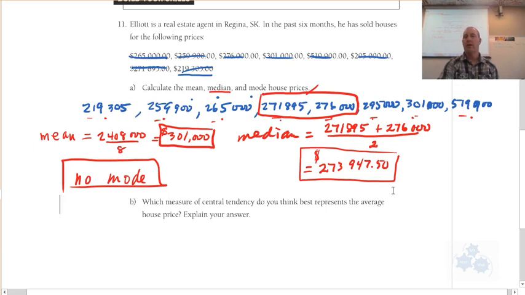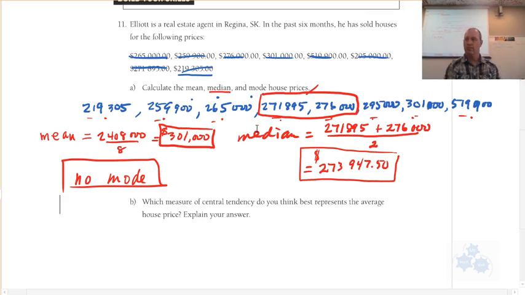All right, so now we come to this question of which measure of central tendency do you think is the best, and explain. So what kind of answers could we give? Let me hear what you guys think. Which one do you think is the best, and why? Mode maybe not going to work, right? There's no mode. So what about the mean and the median? Which one do you think would be a better measure to use?